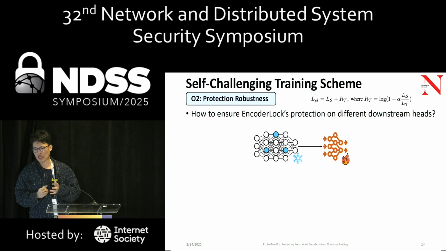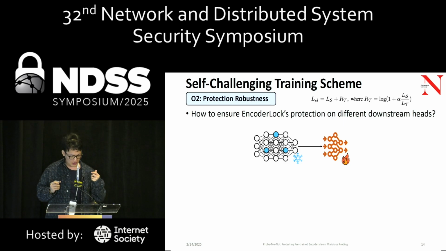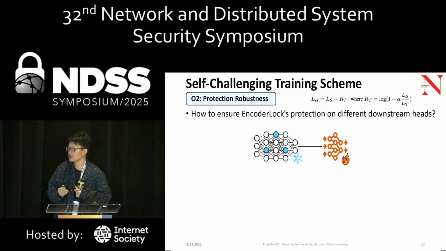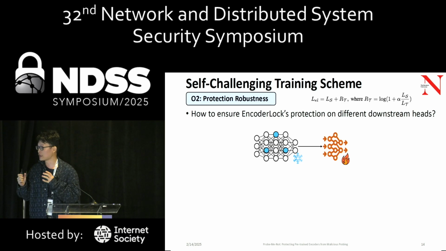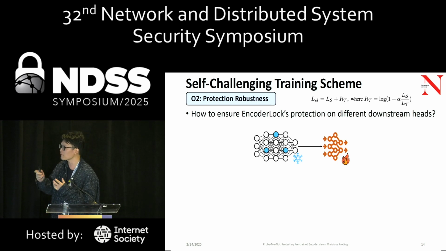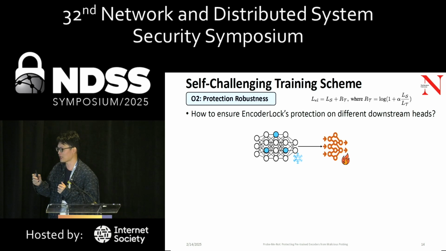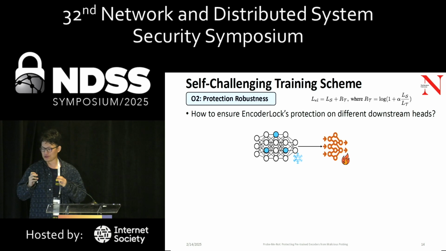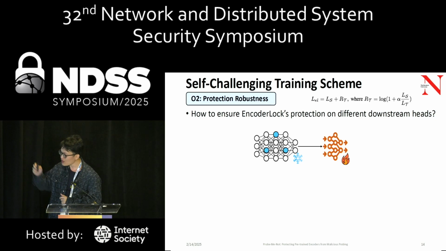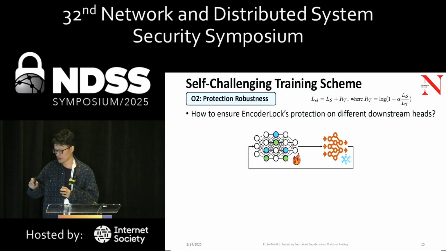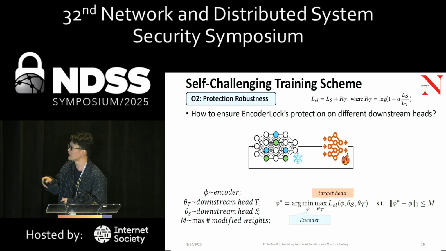So the second objective is: how can we make sure that our protection is robust? Imagine you have just trained this encoder locker. We have this encoder. What we try to do is act as the attacker, who addresses our downstream head according to this new protection. So we actually train this downstream head. And for the next iteration, we try to adjust our encoder again. We select a new set of weights and optimize them according to this new downstream head. And we will do this iteratively.